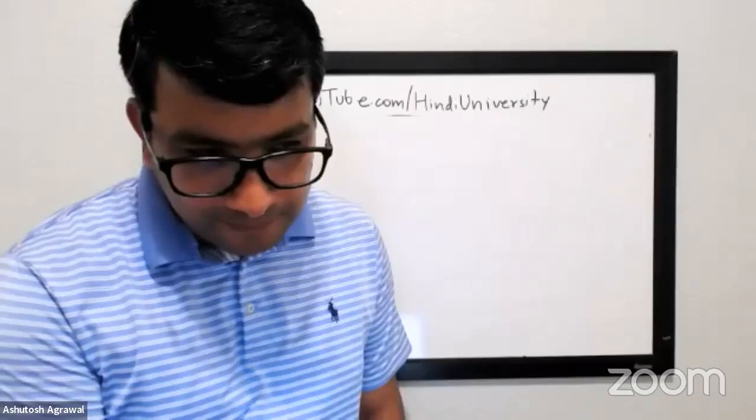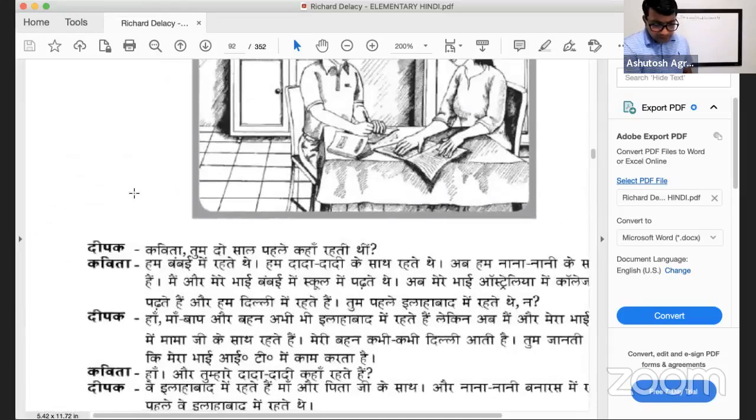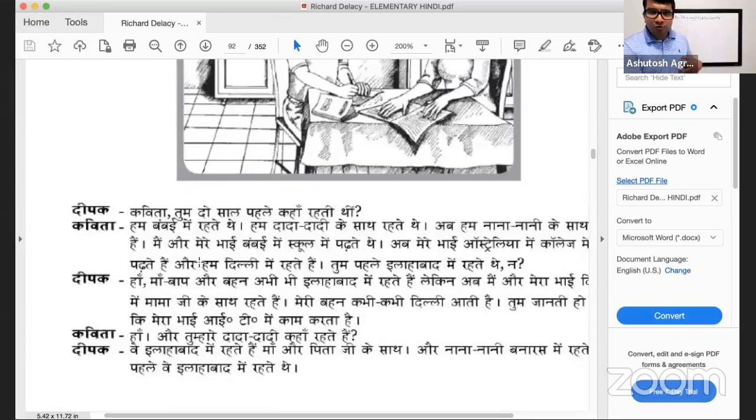Okay, awesome. So what I'll do is share again, and this time I'm going to open it up for everyone to translate it with me. Okay, two characters here, Deepak and Kavita. The only thing is, it's not in Devanagari, so you just have to listen pretty closely.